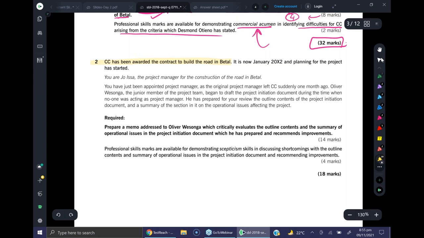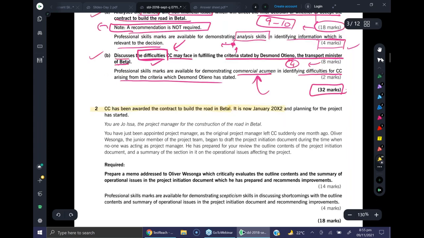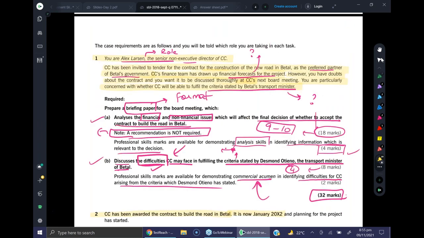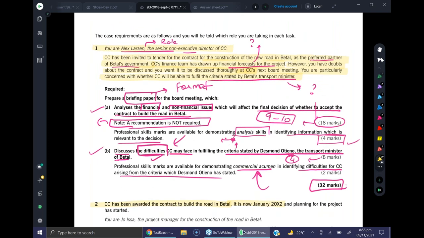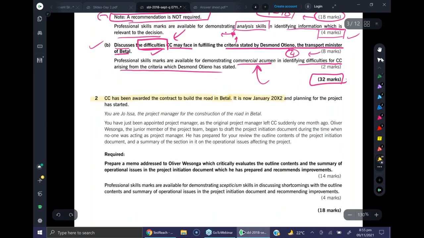So in requirement 1, what was the time? I think it wasn't mentioned, but some few months onwards. It's now January, and planning for the project has started. So the question already sounds like project management here.